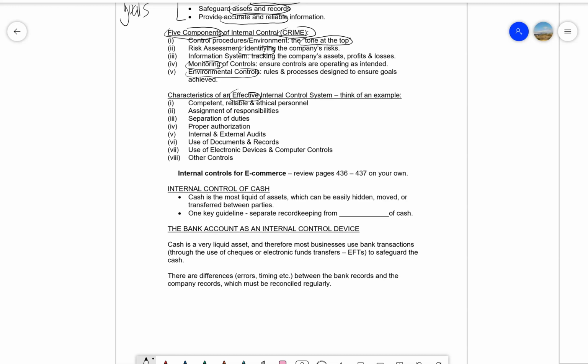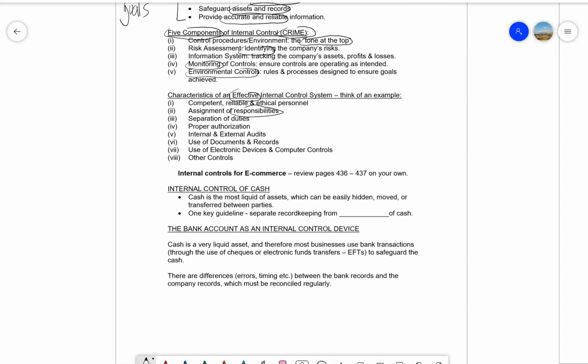The second characteristic is called assignment of responsibility. What we mean there is that we want to make sure that each employee is assigned a list of responsibilities. Therefore, if there was ever an error detected, then it could be traced back to a specific employee.